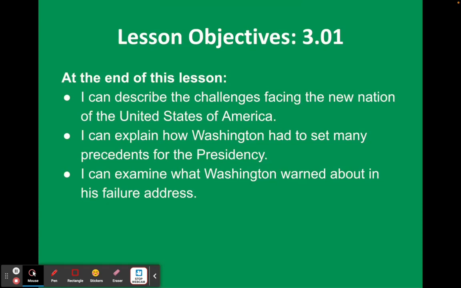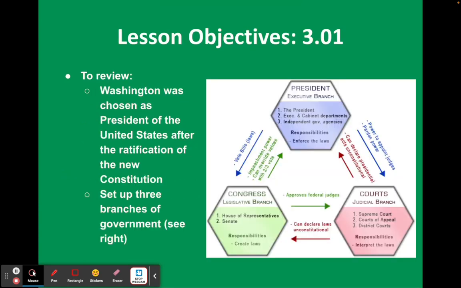So as we just went through your lesson objectives, here they are again. So to review, after the new Constitution is ratified, which means approved, he becomes president in the executive branch. So the new Constitution, different than the Articles of Confederation, set up 3 branches of government. So George Washington served under the executive branch here. Okay, he was the president, and his major responsibility is to enforce the law.